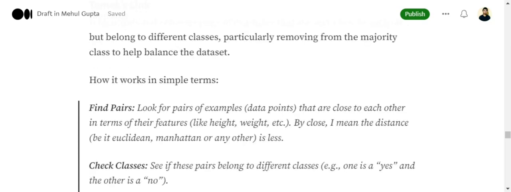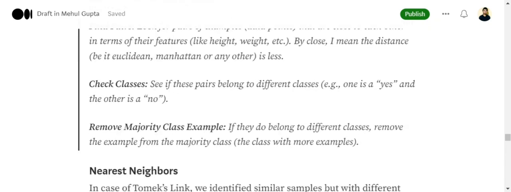First, look for pairs of examples that are close to each other. By close, I mean that the distance between them should be small, be it Euclidean, be it Manhattan, whatever distance you can calculate. For this, you can set up a threshold also. So for any pair of points, if the distance is less than, say, 2, they can be considered a pair. Check their classes, and if they belong to different classes, remove the majority class sample.